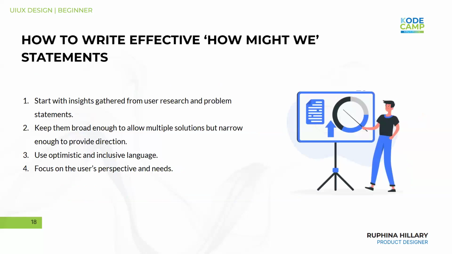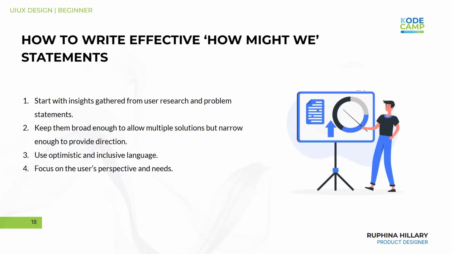Now, how to write effective how might we statements? Well, it's as simple as possible. One, start with insights gathered from the user research and problem statements. Keep them broad enough to allow multiple solutions, but narrow enough to provide direction. This also focuses on the problem statement. Make them broad enough to allow multiple solutions.